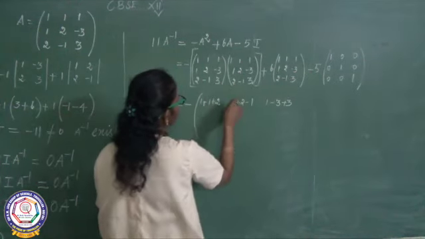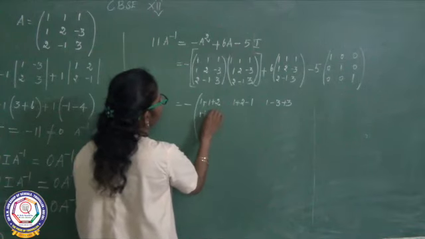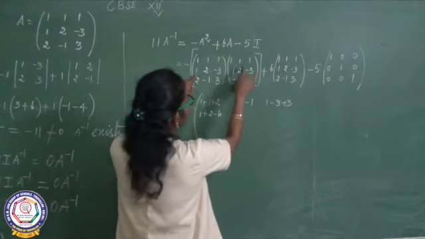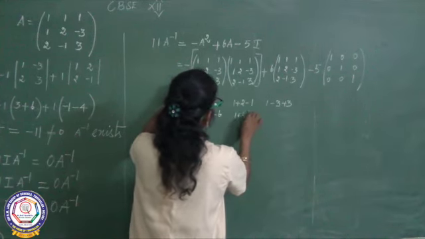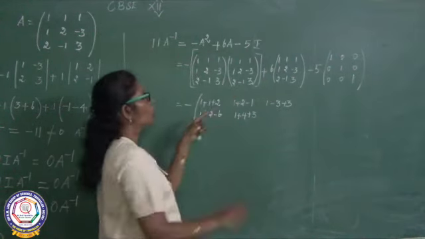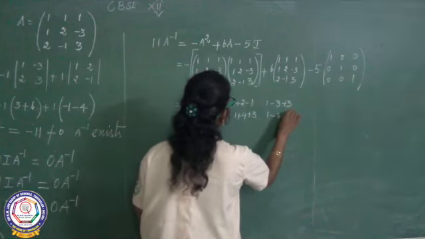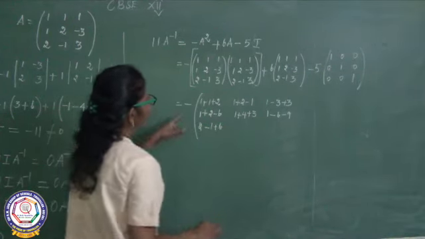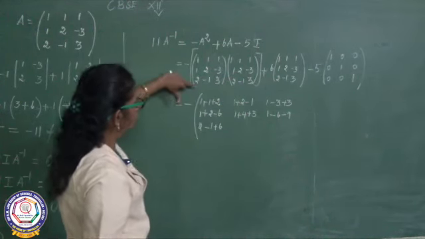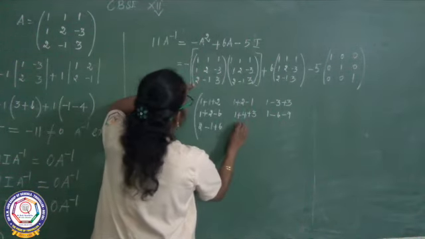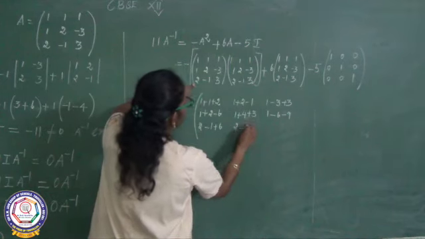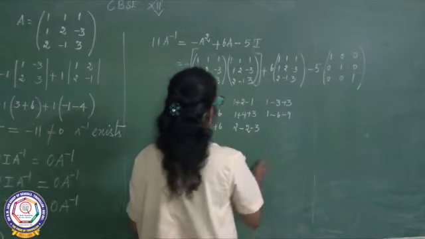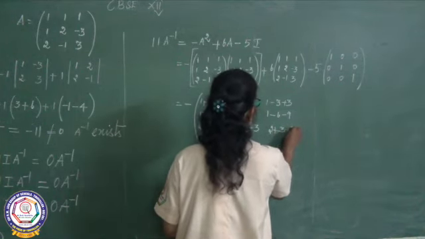Next, second row first column, 1 plus 2 minus 6, 1 into 1 1, 2 into 1 2 minus 6. Second row second column, 1 plus 4 plus 3. Next, second row third column, 1 minus 6 minus 9. Third row first column, 2 minus 1 plus 6. Next, third row second column, 2 minus 2 minus 3, right? Next, third row third column, 2 plus 3 plus 9.